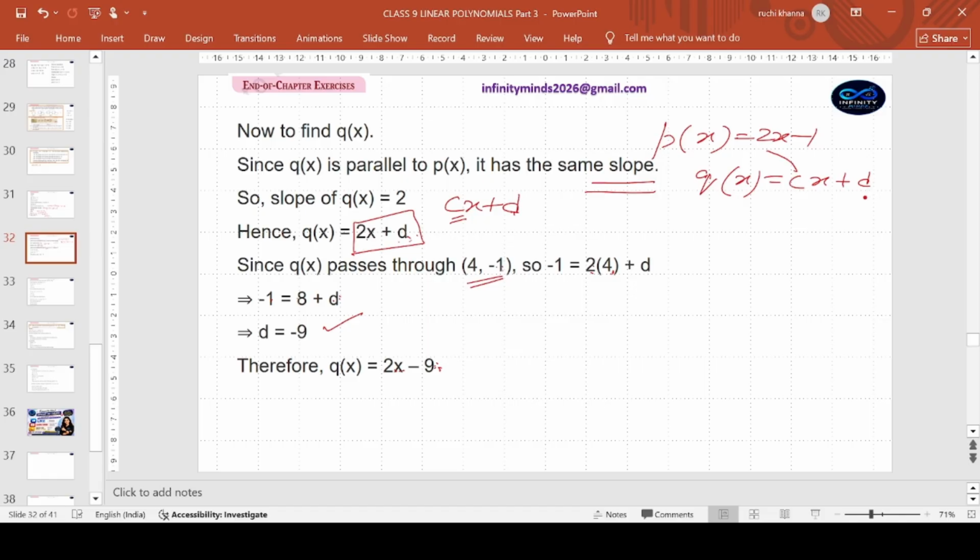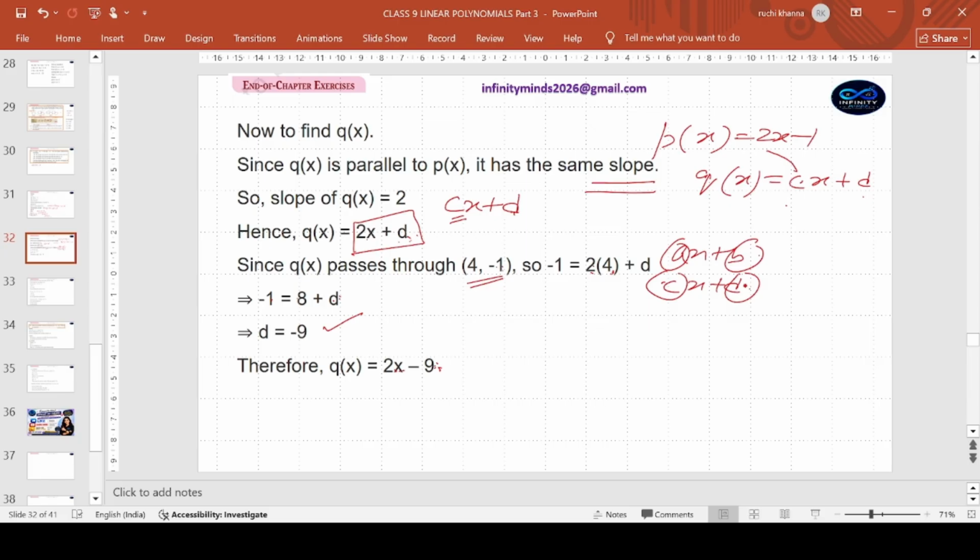The other is cx plus d. Again, there are two variables. One of them is solved by telling the slope is equal. See, every time some information will be given. In this question, p(x) is ax plus b and q(x) is cx plus d. So, a, b, c, d. You actually have to solve for 4 unknowns turn by turn.